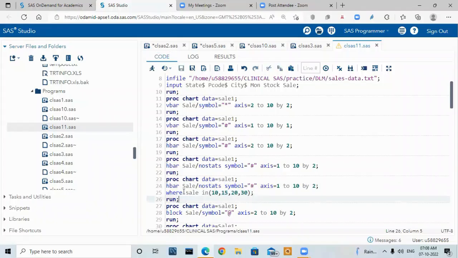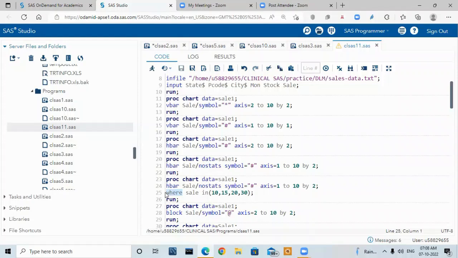See, one thing: the where expression can be used everywhere. Where expression can be used everywhere, not only in the data step, but in both the proc step and the data step. In all the procedures you can use the where expression. Understood?